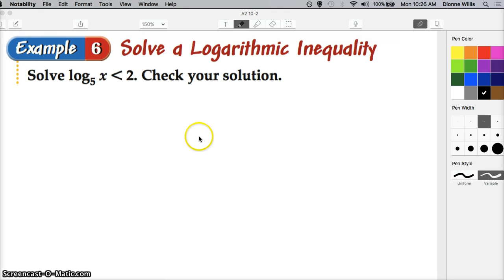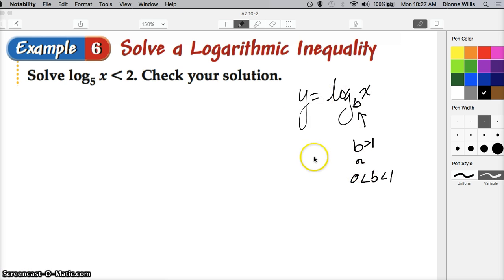So here we're looking at a logarithmic inequality. And so if we solve this equation or this inequality, we need to also check our solutions. And there's some specific reasons for that. The fact of the matter is the domain of the logarithmic function, and that's something we should talk about.